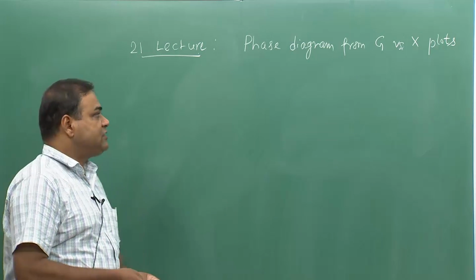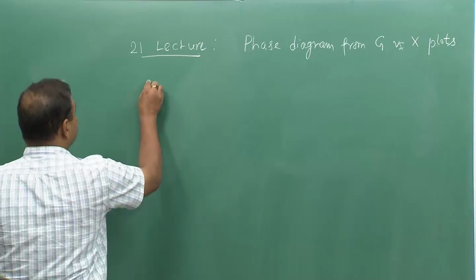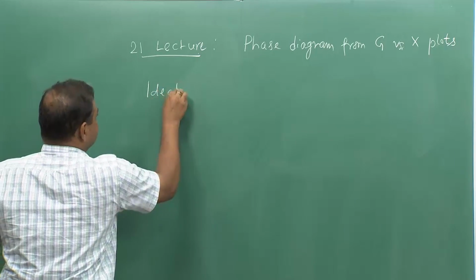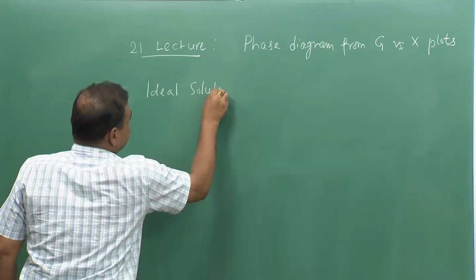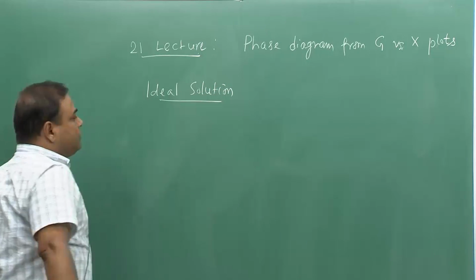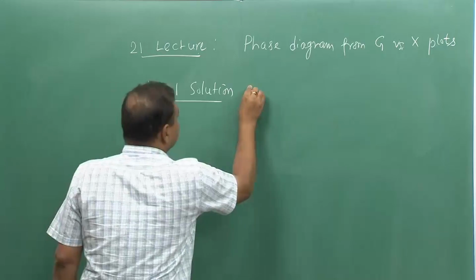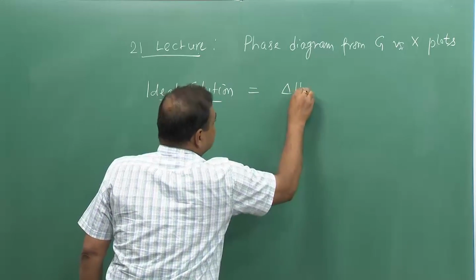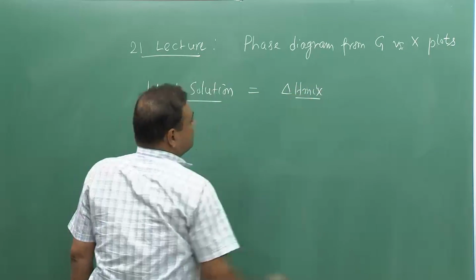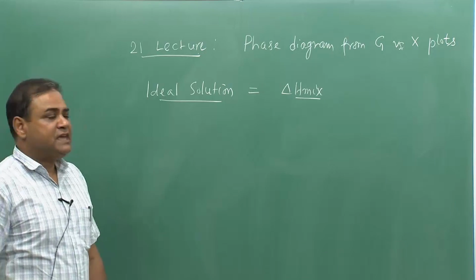So, whenever we are talking about an ideal solution, we mean that delta H mix, that means the enthalpy of mixing, is 0.